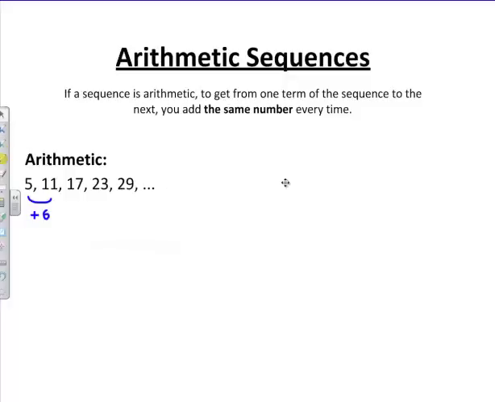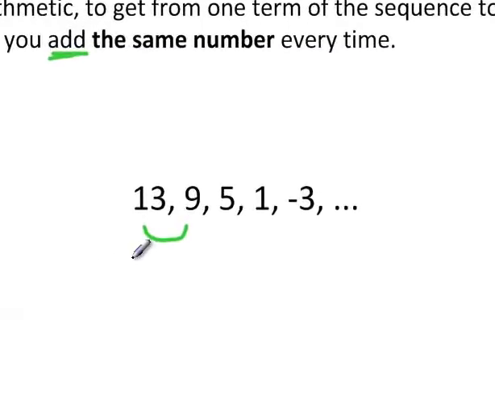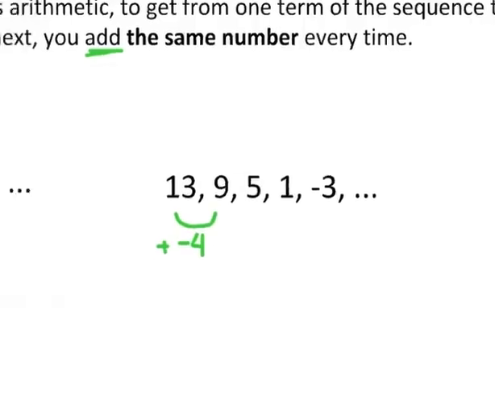Another nice example of an arithmetic sequence. And to get from one term to the next, you might think of it as subtracting 4, but because we want to think about it as addition because it's arithmetic, instead we're going to think about it as adding -4. So if you add -4 every time, you'll get to the next term of the sequence.